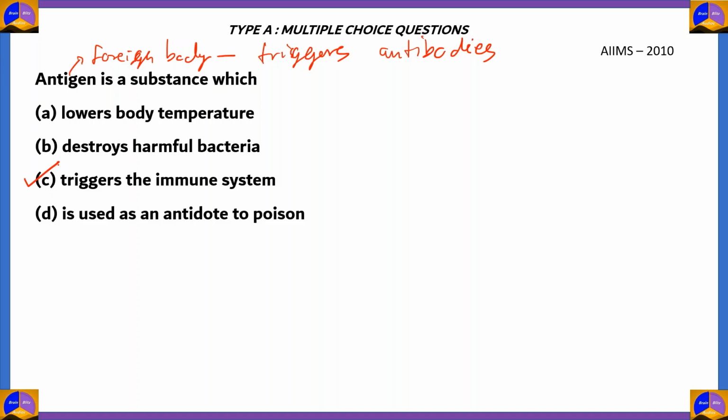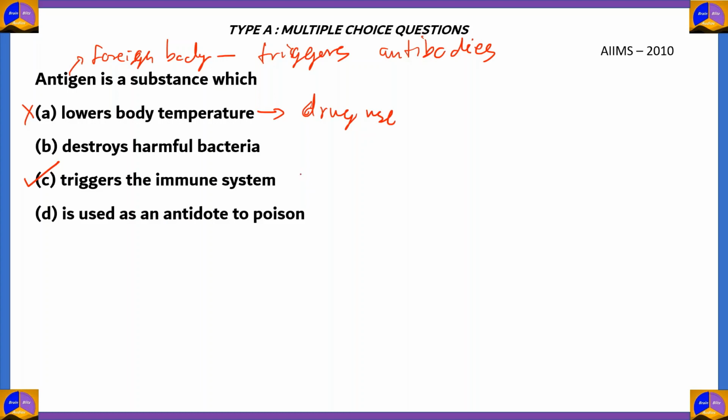What about the other options? So let's look at them, right? Option A, lowers body temperature. This is due to alcohol or other drug use. So drug use is the reason for low body temperature. That can also be achieved by cooling down the body or the surroundings. So these are due to a variety of causes. So option A is incorrect.